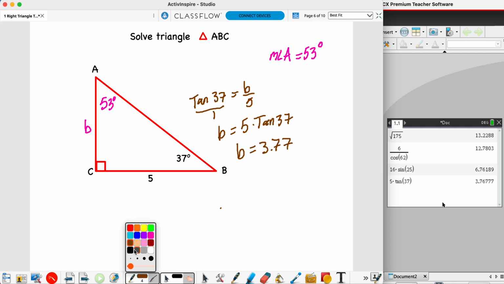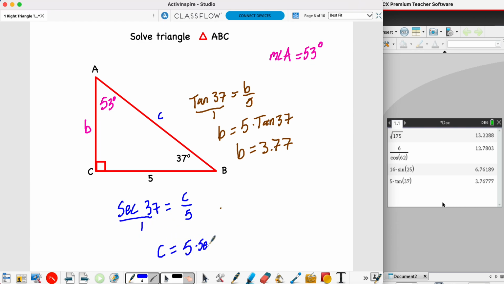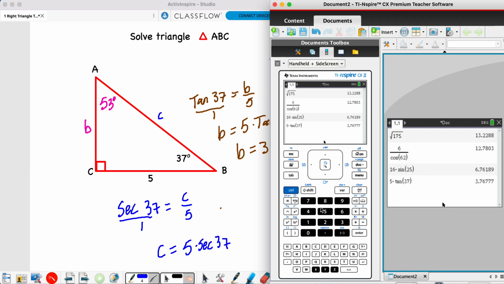And then to find our third side, we'll call it little c, we can use Pythagorean Theorem at this point. We could use trig. You've got a lot of different options. I'll be crazy and do some trig. I'm going to use the secant of 37. Secant of 37 is the hypotenuse over the adjacent side. You could use cosine, you could use sine, you could use cosecant. You really can use any of those four, or Pythagorean Theorem. Cross multiply. C is equal to 5 times the secant of 37. Put that in our calculator.